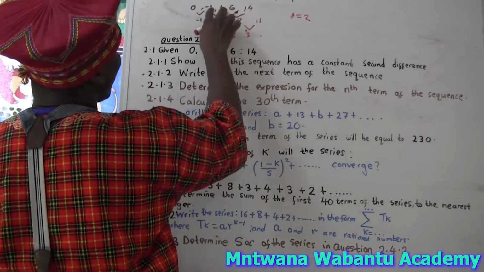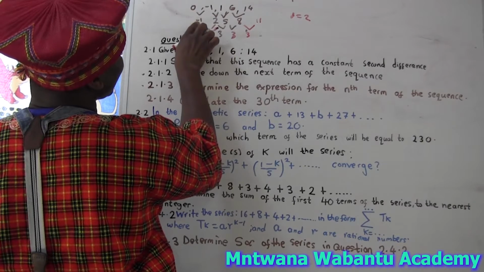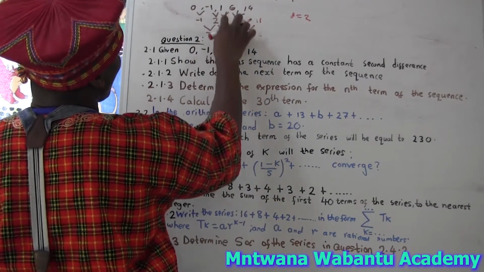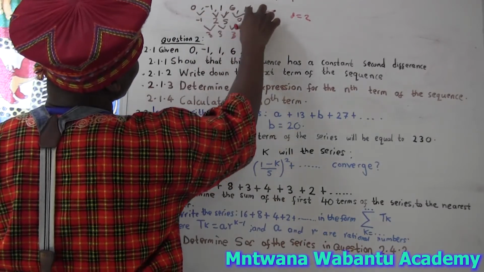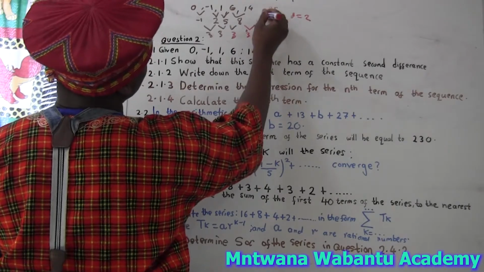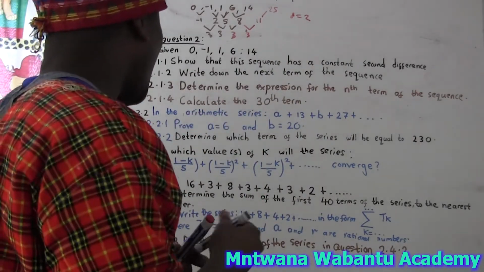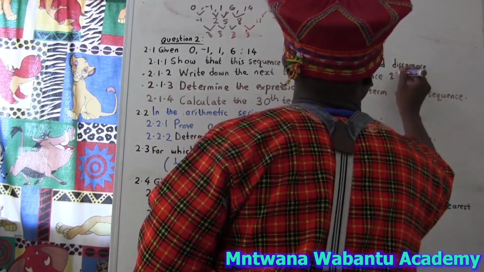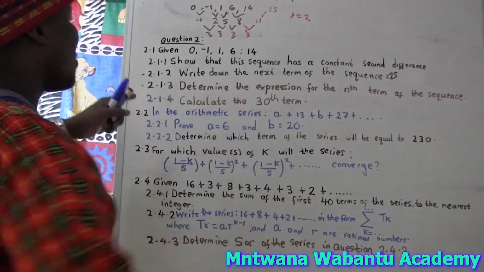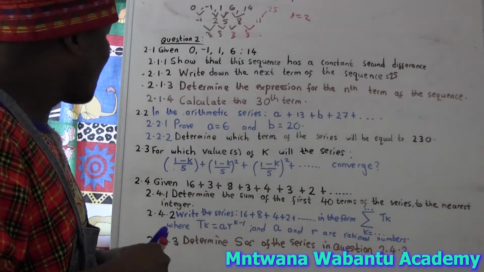Now we come here. How did I get this? Look, 0 plus -1, -1. -1 plus 1 equals 1, plus 5 equals 6. 6 plus 8 equals 14. 14 plus 11 equals 25. So the next term of the sequence equals 25. But I'm going to come here, do it, and then I'll test using my formula.